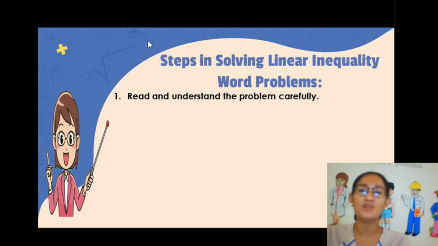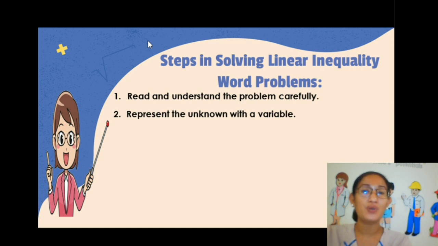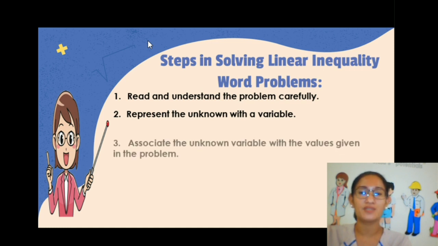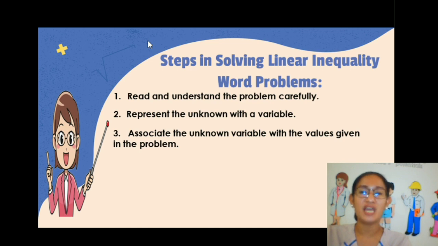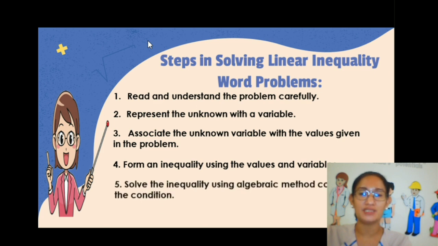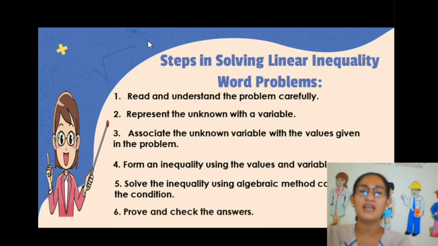Let's have the steps in solving linear inequality word problems. First, read and understand the problem carefully. Then, represent the unknown with a variable. Third, associate the unknown variable with the values given in the problem. Fourth, form an inequality using the values and variables. Fifth, solve the inequality using algebraic method considering the condition. And lastly, prove and check the answers.